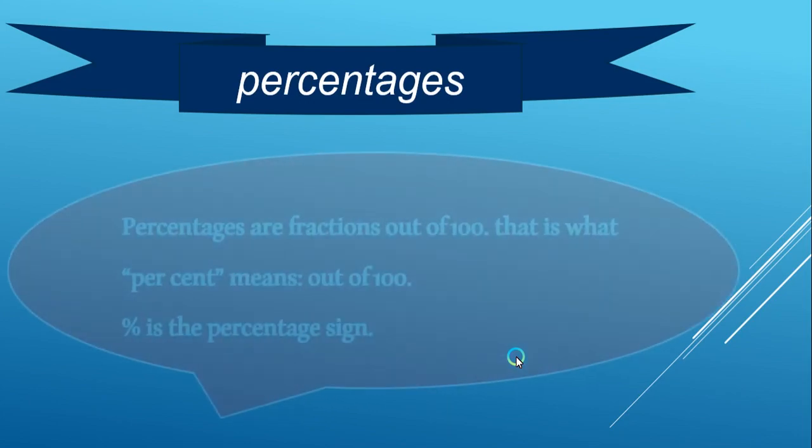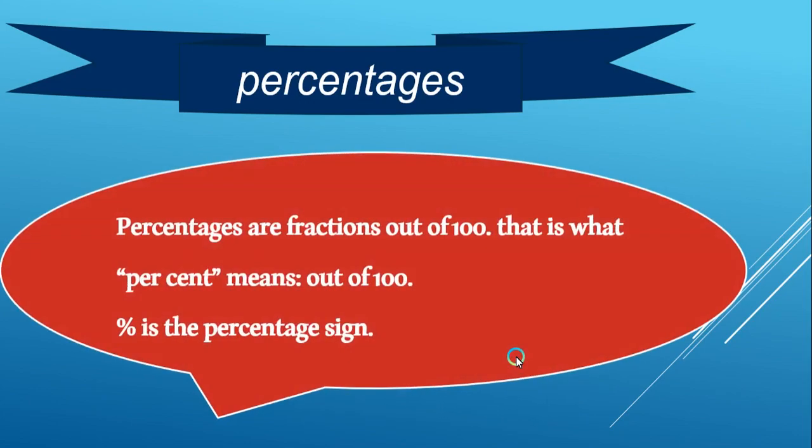So going to the percentages. What does percentage mean? Percentages are fractions. Do you know what a fraction means? It's composed of a numerator and a denominator. So percentages are fractions out of what? 100. That means the denominator is 100. That's what percent means, out of 100. This is the sign of the percentage.